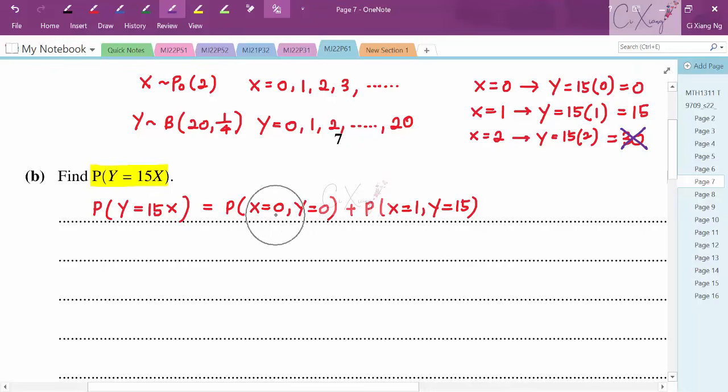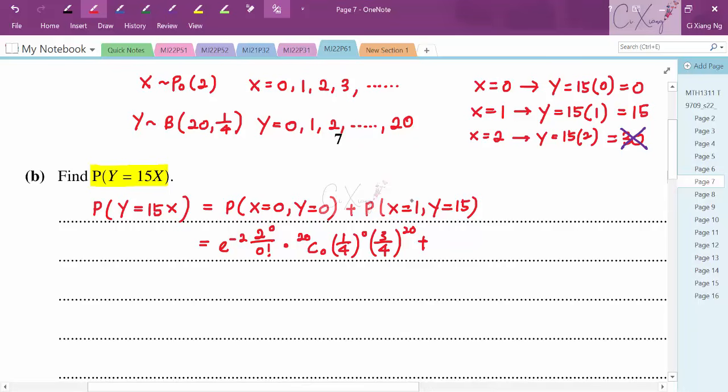The first case is x equals 0, y equals 0. The second case is x equals 1 and y equals 15. So let's find out the probability here. Since these variables are independent of each other, we can just calculate the probabilities separately. As an example, when x equals 0 in Poisson distribution, the formula that we have is e to the negative lambda, lambda power 0, divided by 0 factorial. Multiply with the probability of y equals 0, where we have 20 C 0, 1 over 4 power 0, 3 over 4 power 20.